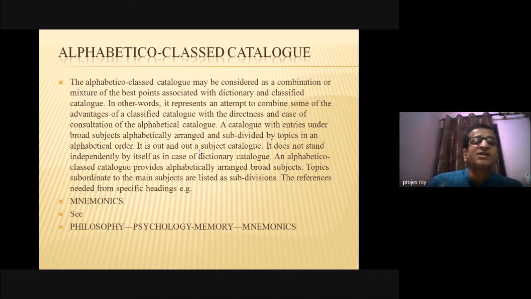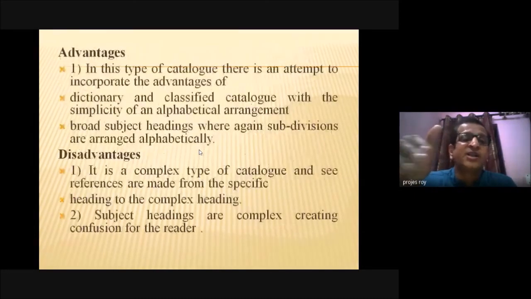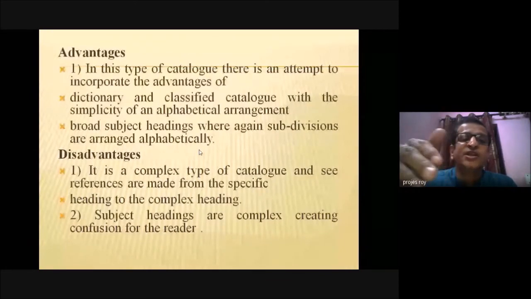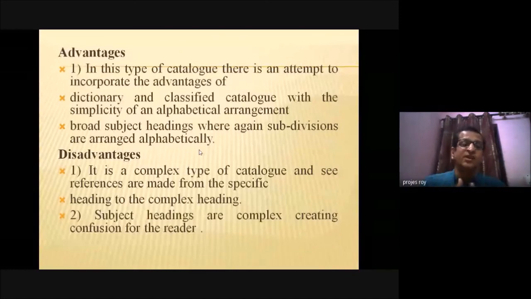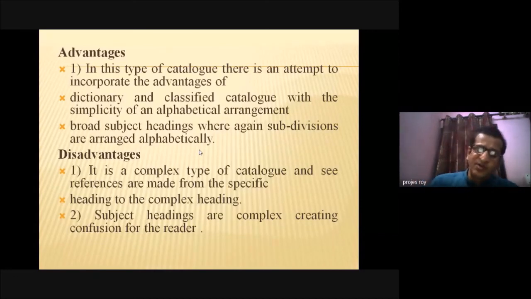What are the advantages of that? In that type of catalog there is an attempt to incorporate the advantages of the dictionary and classified catalog. This is basically two, that's why it's a little complex process. Subject headings are complex. So you have to analyze the titles one by one, then you have to create some kind of entries.